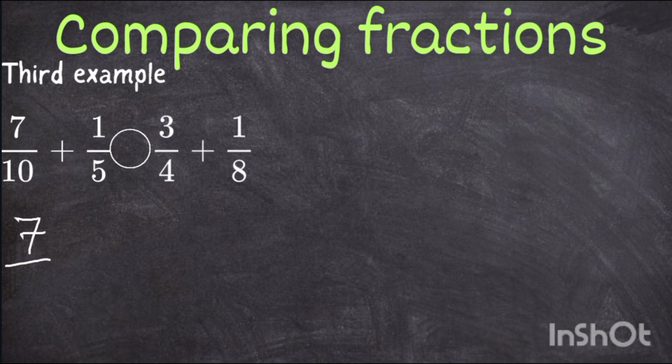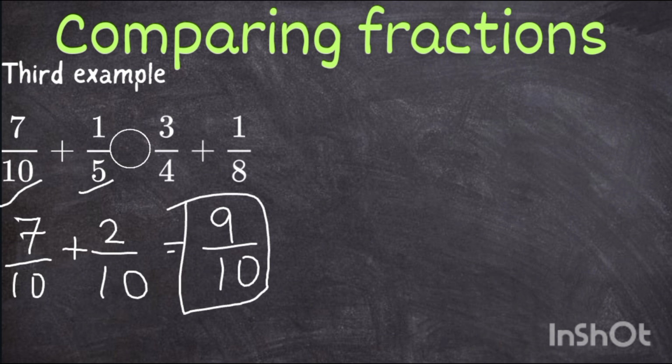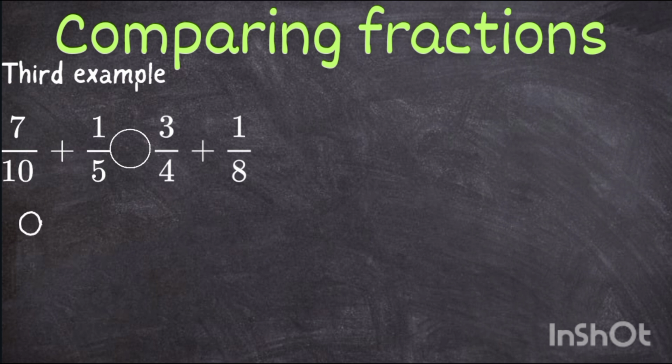So let me just write it over here. Now the equation we have is 7 by 10 plus 2 by 10. Since we have the same denominator, we just need to add the numerators, right? 7 plus 2 is 9. It means 7 by 10 plus 1 by 5 is equal to 9 by 10.